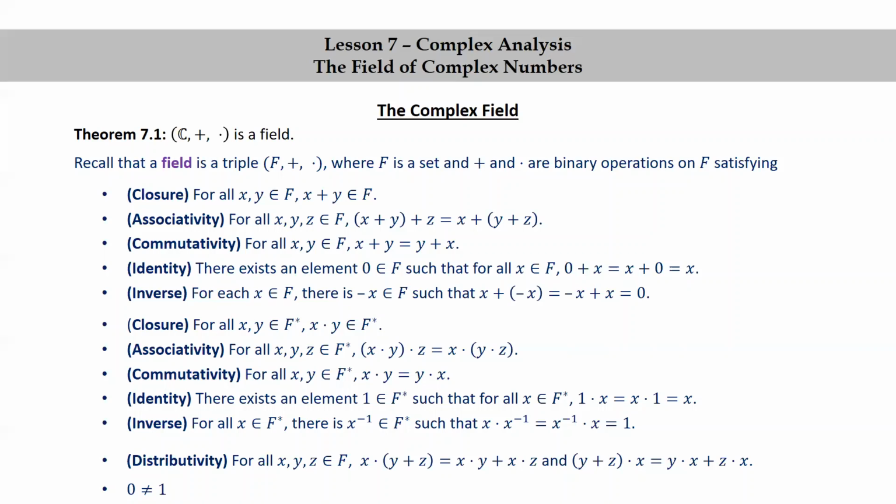The next 5 properties, closure, associativity, commutativity, identity, and inverse for multiplication in F star, tell us that we have a commutative group under multiplication, but only when we restrict to F star, the non-zero elements of the field. And the last 2 properties are distributivity, and we have to have that 0 and 1 are different from each other.